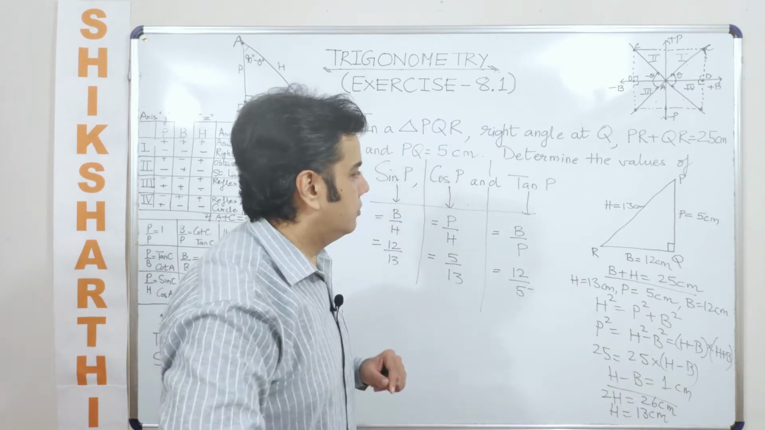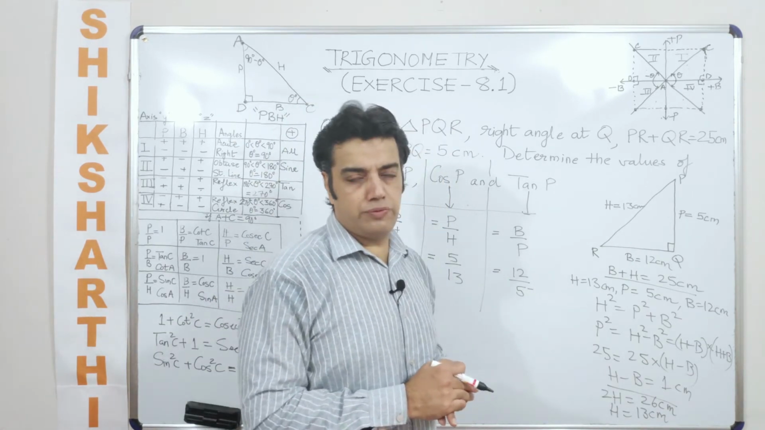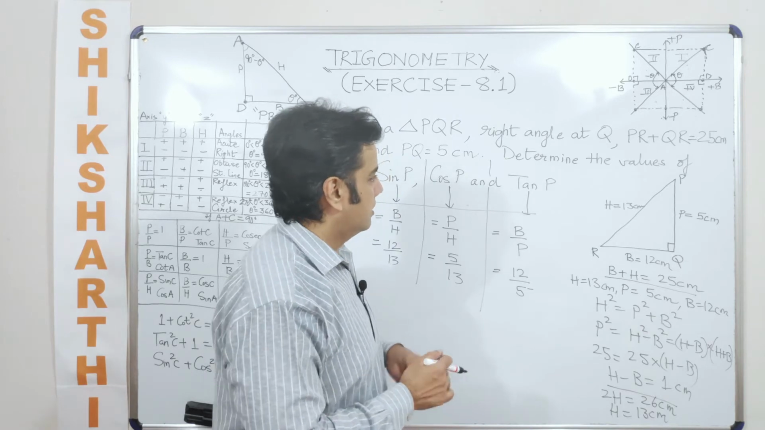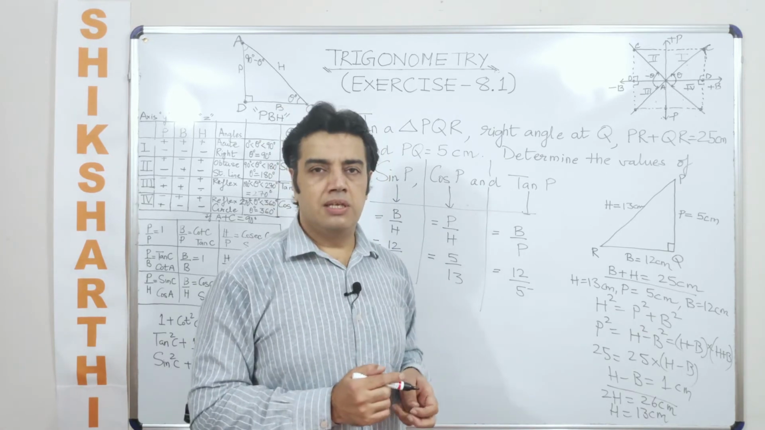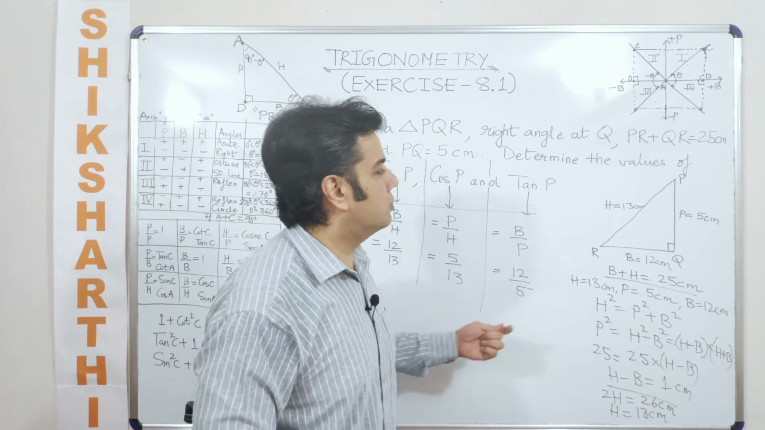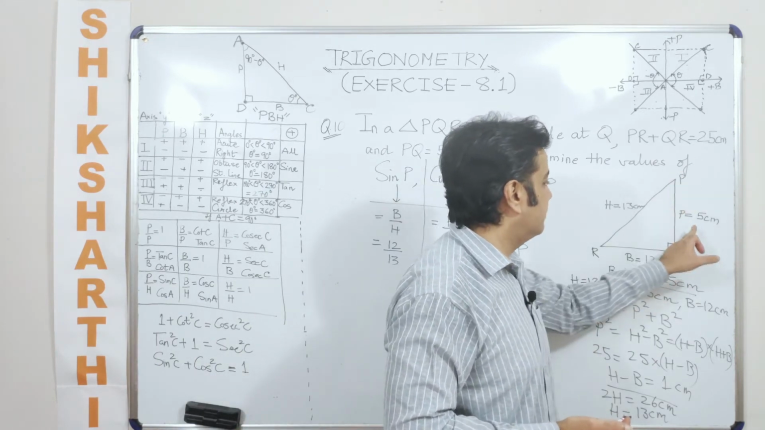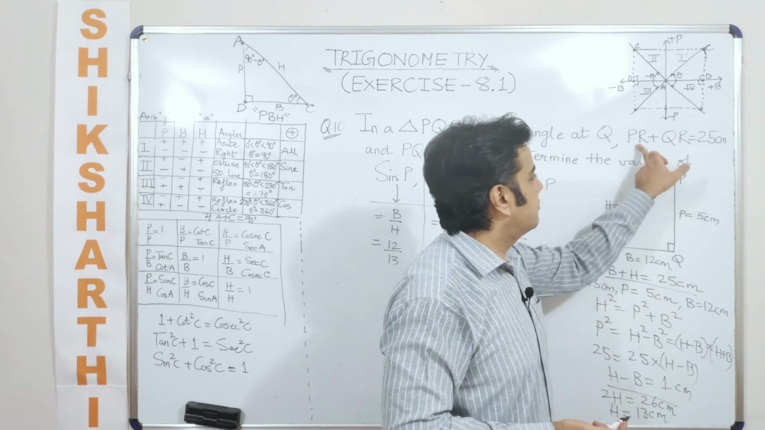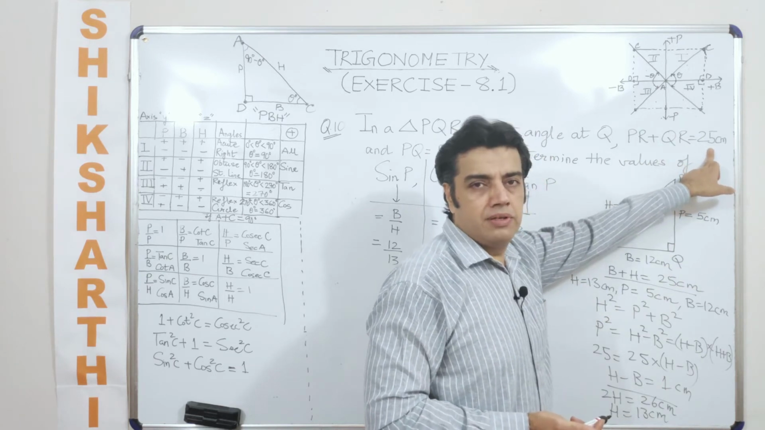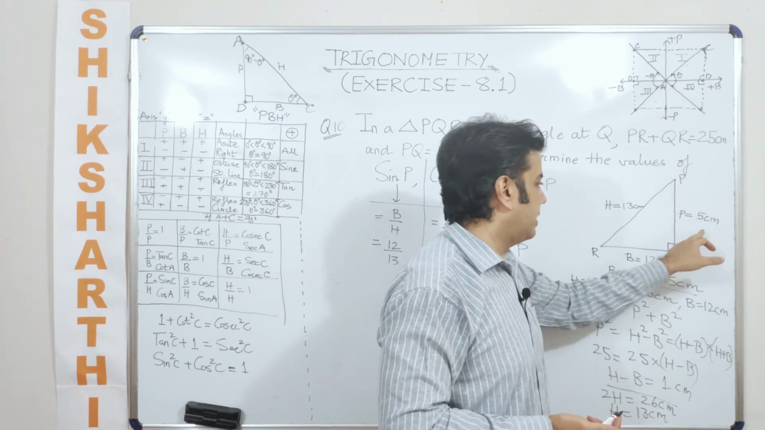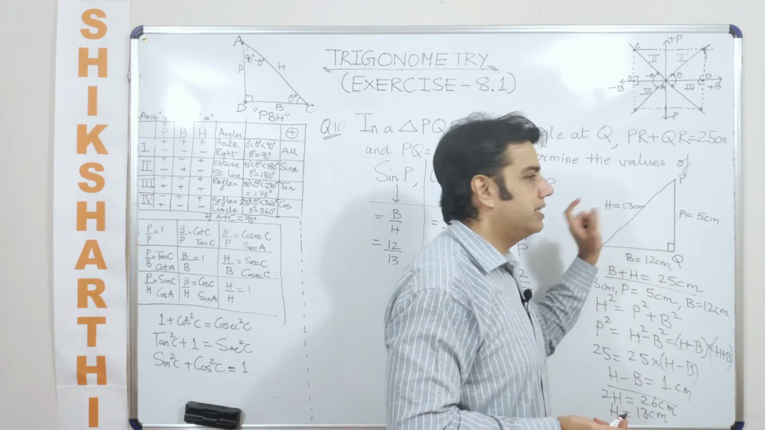So these are the three values that we were supposed to find out, and we have already found them. I hope you have understood this. The best way here is, if you know the Pythagorean triplet: if I know that one of the sides is 5 and the sum of the remaining two sides is 25, I could have guessed that the Pythagorean triplet here is 5, 12 and 13.